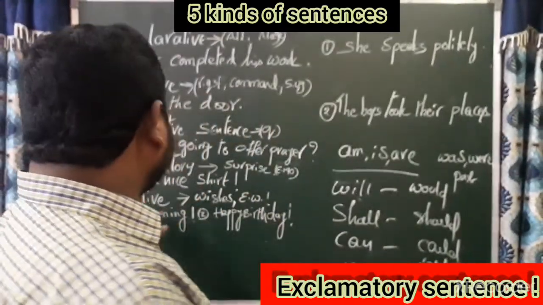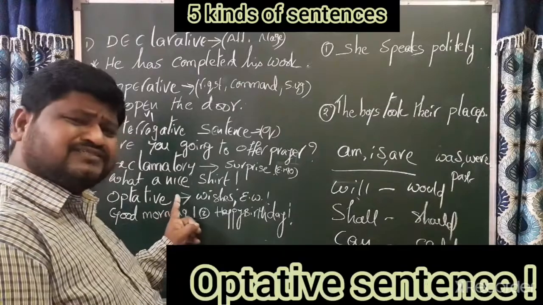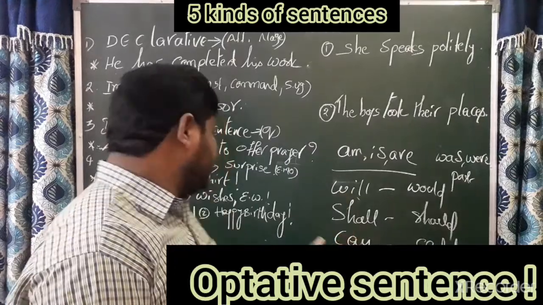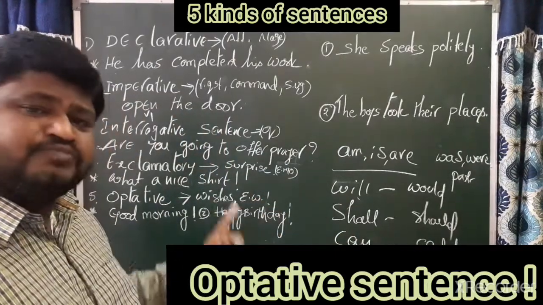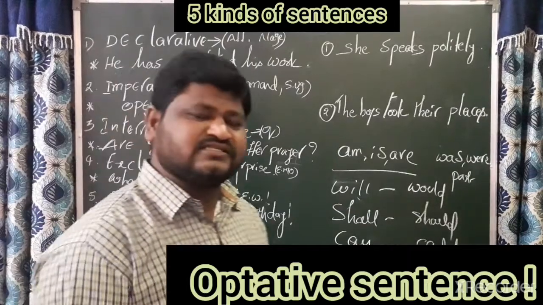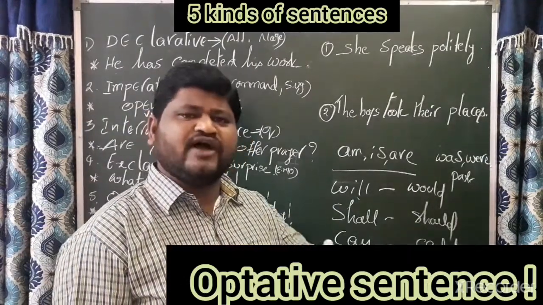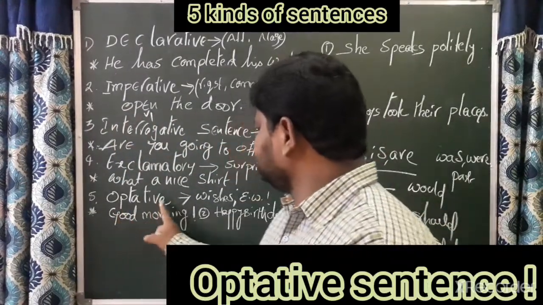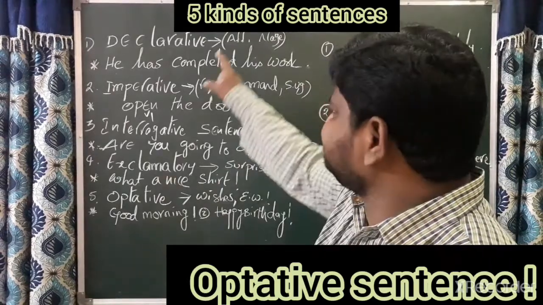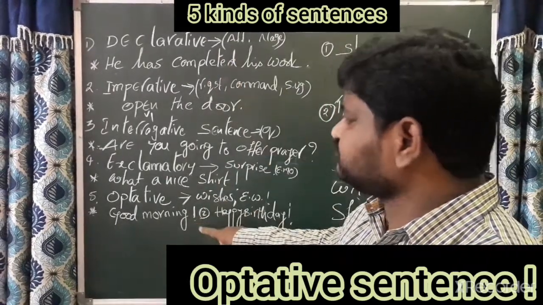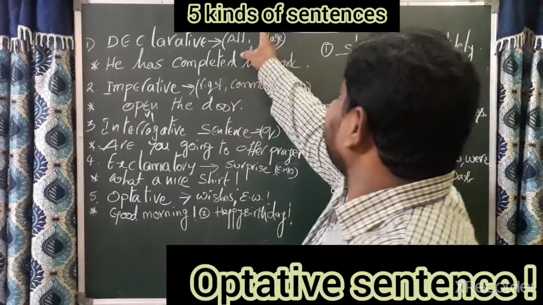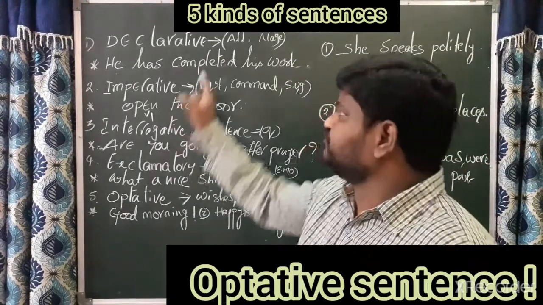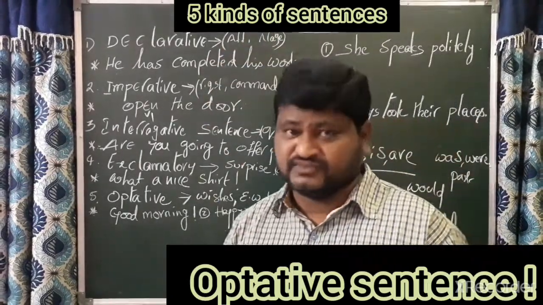And next, the optative sentence. Friends, the optative sentence also ends with an exclamation mark, but we are not using it for surprise and emotion. We use the optative sentence for wishes, like happy birthday. When we wish other persons, we call it the optative sentence. Okay, friends. So these are the 5 kinds of sentences. We must know these 5 kinds of sentences, friends.